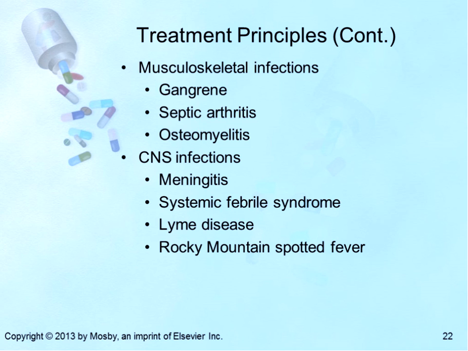Occasionally, treatment for chronic osteomyelitis will be completed orally in an outpatient setting. The most common offending organism is Staph aureus. We then look at infections of the central nervous system, and these include meningitis, systemic febrile syndrome, Lyme disease, and Rocky Mountain spotted fever.